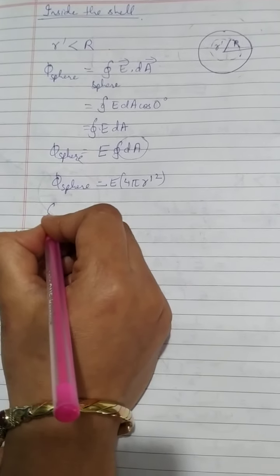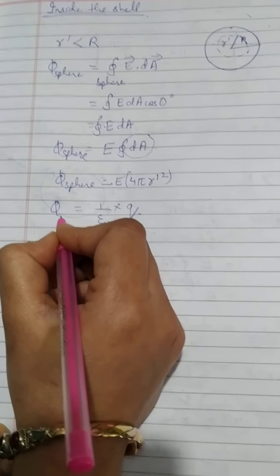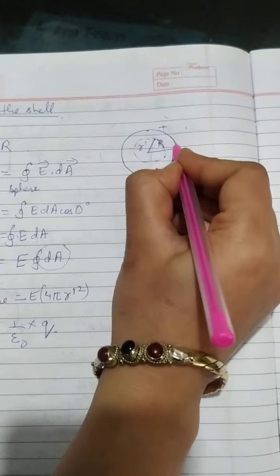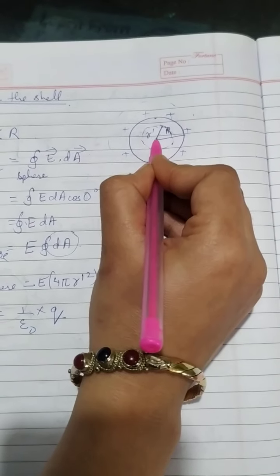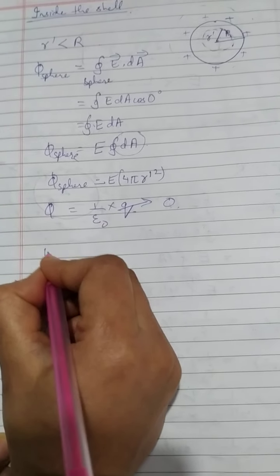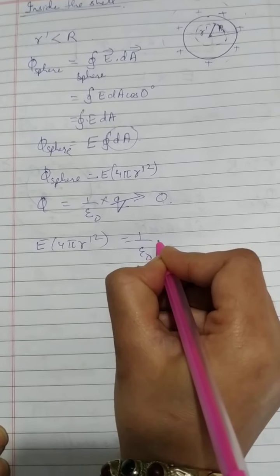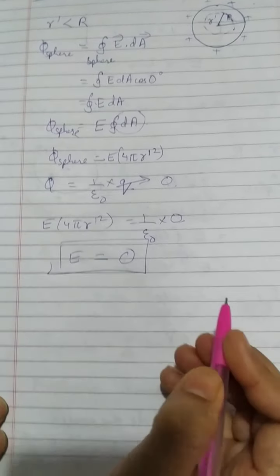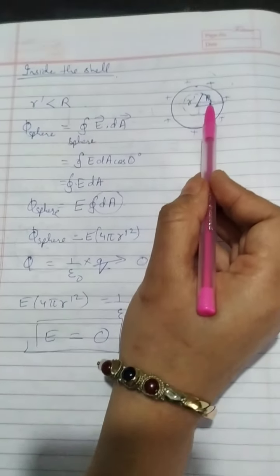But Gauss theorem states that phi is equal to 1 by epsilon naught times the total charge enclosed by the Gaussian surface. If you look at this surface, it is inside the sphere, and I had told you charge resides only on the outer surface. So here there is no charge enclosed by this Gaussian surface. So this Q will be equal to 0. So E into 4 pi r dash square will be equal to 1 by epsilon naught times 0. So E comes up to be equal to 0. So you can conclude that inside the hollow sphere, the value of electric field intensity will be equal to 0.